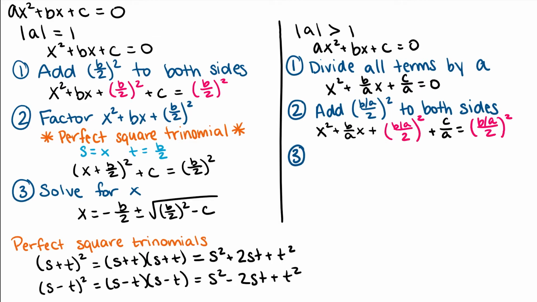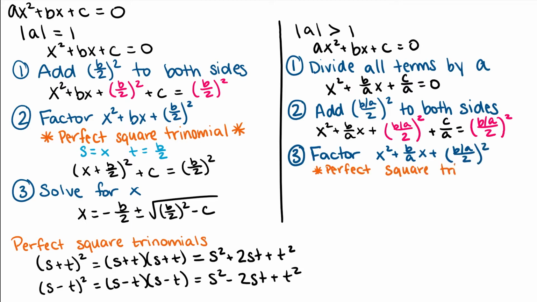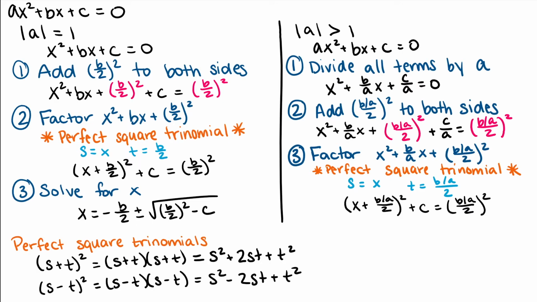Then we'll factor. And this is again a perfect square trinomial. So our s is equal to x and our t is b over a over 2. So that means our function becomes x plus b over a over 2 squared plus c equals b over a over 2 squared.